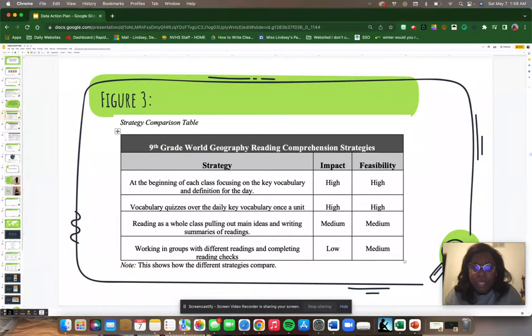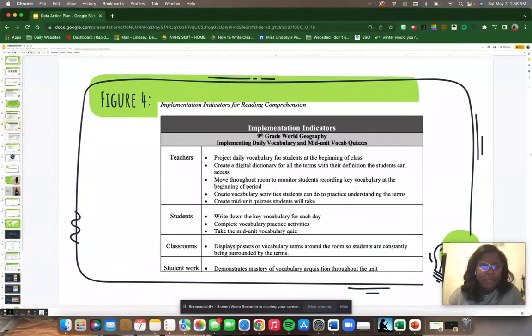Working groups with different readings and completing reading checks. Feasibility, medium, also is just the same as the earlier one, but they would just be working in groups. Impact is low because if students decide that they want to just divide and conquer, and each of them pick out maybe one question from the reading check and only look for the answer to that question, it would definitely not get the impact that it needed of working on comprehension.